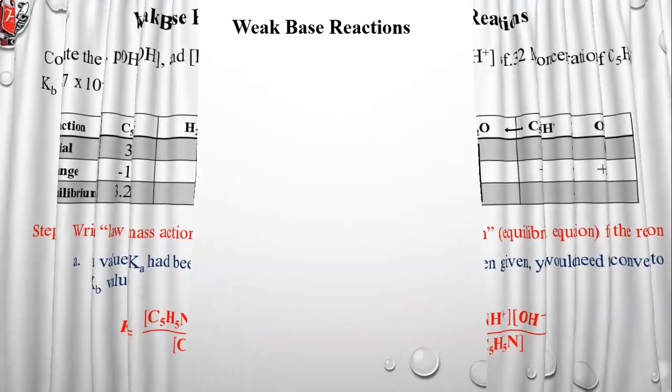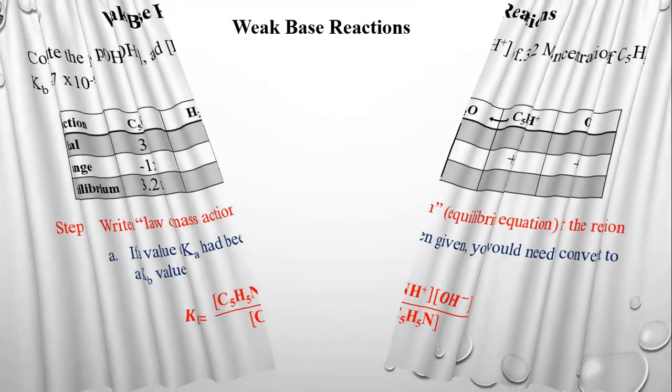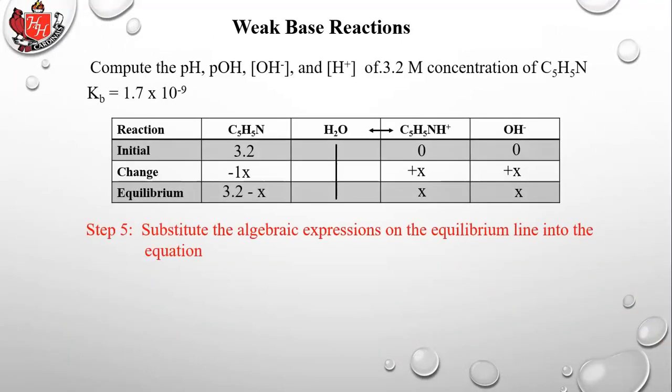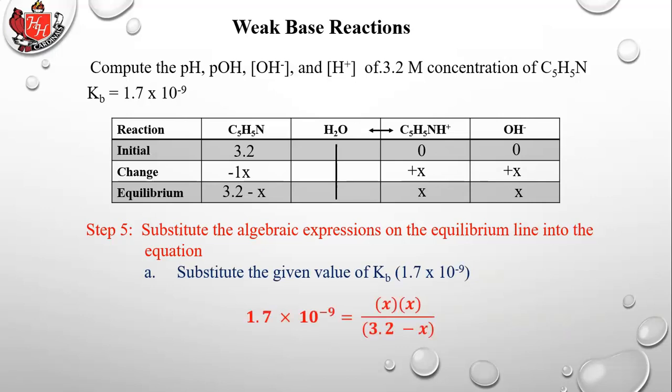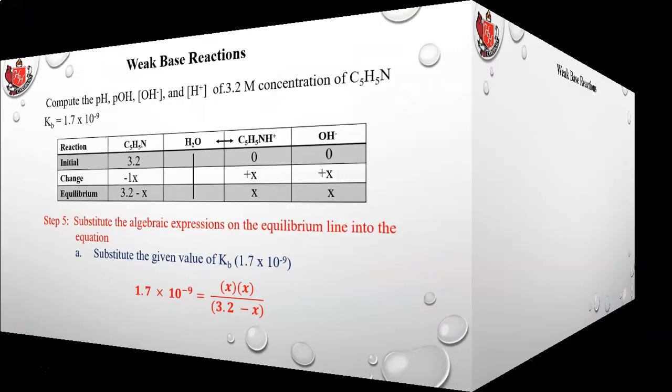So now we can go ahead and plug in the algebraic expressions into that. Substitute algebraic expressions on the equilibrium line into the equation and substitute the given value for Kb. So there it is. Convince yourself that that's correct. And again, we can use the simplifying assumption for that x in the denominator, so it goes away.